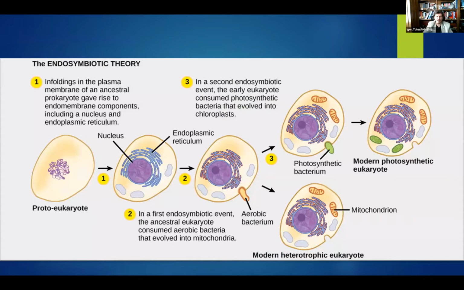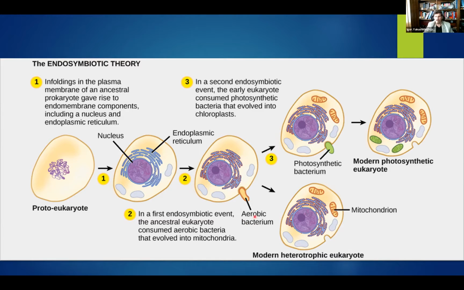So anyway, the endosymbiotic theory, in brief, says that a proto-eukaryotic cell, which is basically a large cell with DNA, was later surrounded by a membrane, and fold-ups of that particular membrane created the endoplasmic reticulum. You probably remember the rough versus smooth. Rough is dotted with ribosomes, smooth doesn't have many ribosomes.